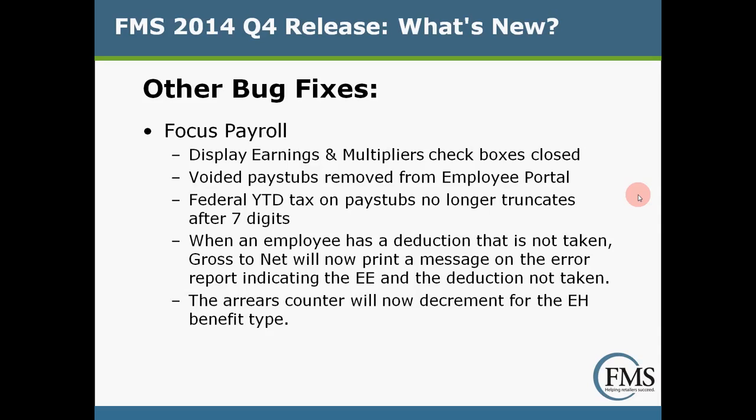If any of you are affected by a 7-digit federal year-to-date tax on your pay stubs, that's no longer going to be an issue. That's been fixed. So your full 7 digits of federal taxes are now shown. And then basically when an employee has a deduction that's not taken, gross to net will now print a message on that on the error report. It'll indicate the employee and the deduction that was not taken, so you can have a record of that. And then for the EH benefit type, the arrears counter will now decrement those.